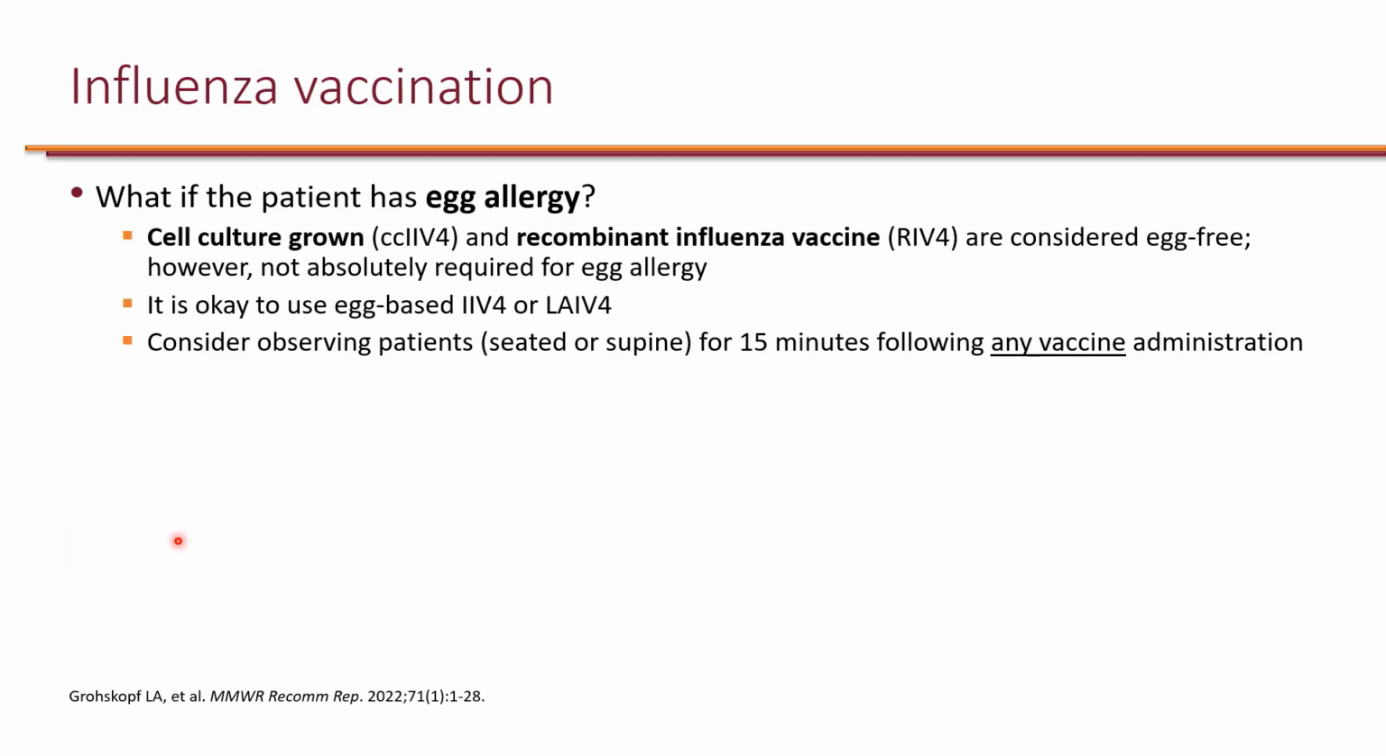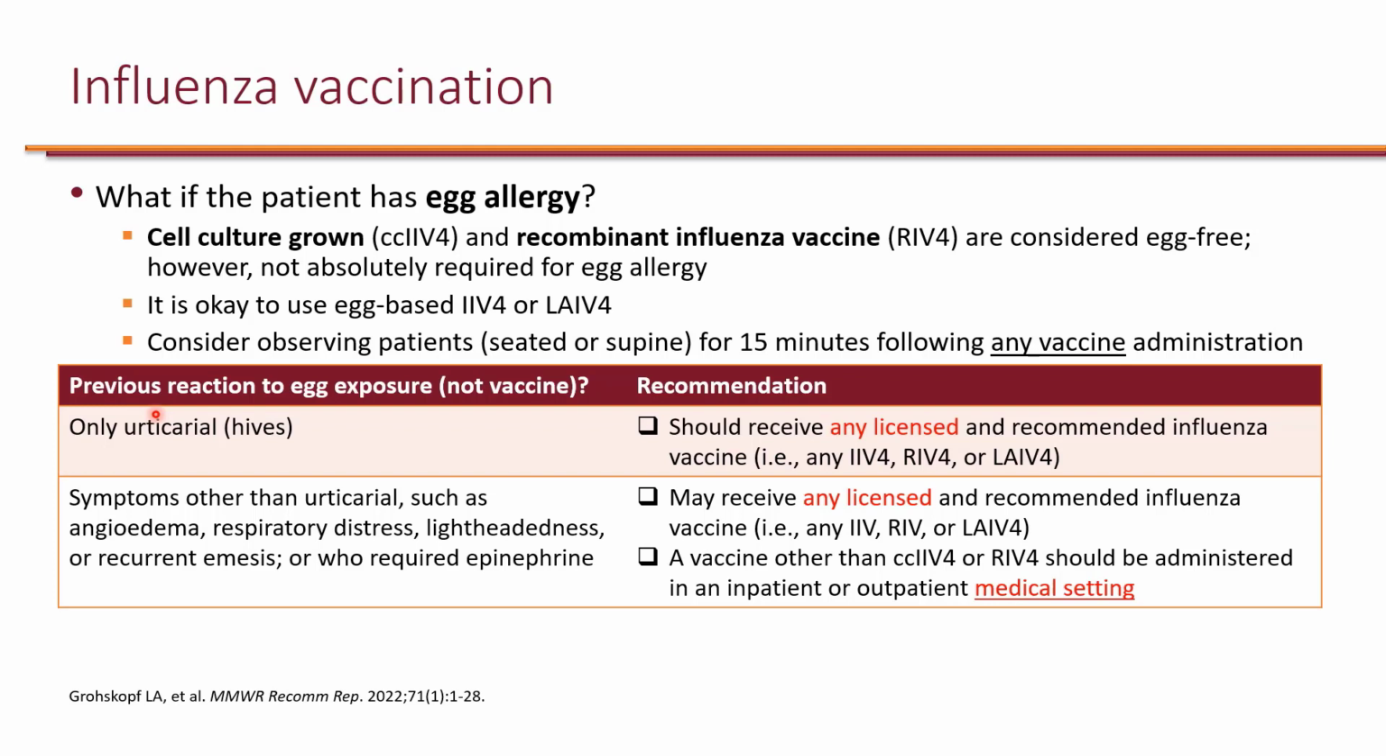Which brings us to the question, what if the patient has egg allergy, because some of these egg proteins might be in the vaccine? Although not common, you may come across patients who have egg allergy. As I mentioned, the majority of the influenza vaccine formulations are grown in eggs. Cell cultured and recombinant influenza vaccines are considered egg-free. So should we only give recombinant influenza vaccine or cell culture to patients with egg allergy? Well, first, it's important to know that CDC recommends considering patient observation for 15 minutes after administration of any vaccine, not just the flu shot.